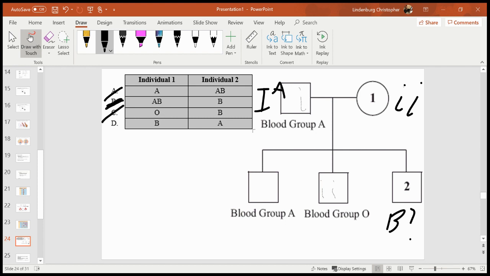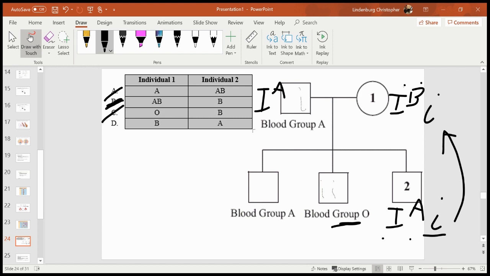Then D says, okay, let me erase this stuff again. What if individual 1 is blood type B? So we have I B, and we know that again they're heterozygous because of this blood type here. Could individual 2 be blood type A? Well, blood type A, one of these and one of these, they could get this i from mom and this i from dad. Yeah, that is certainly possible. Letter D is the correct answer, and I hope you can see how I got there.